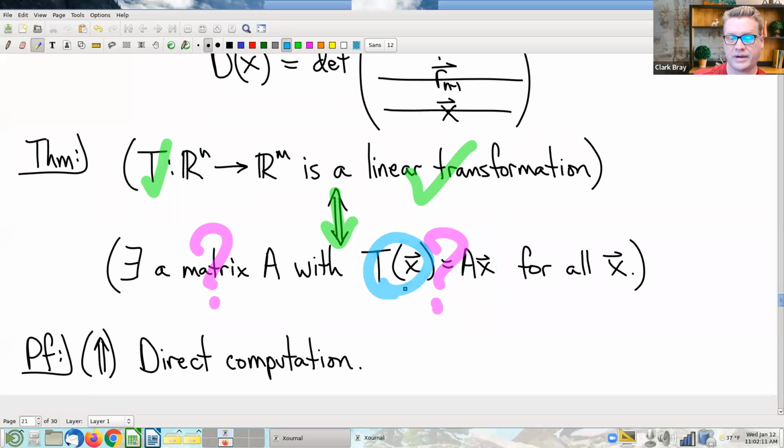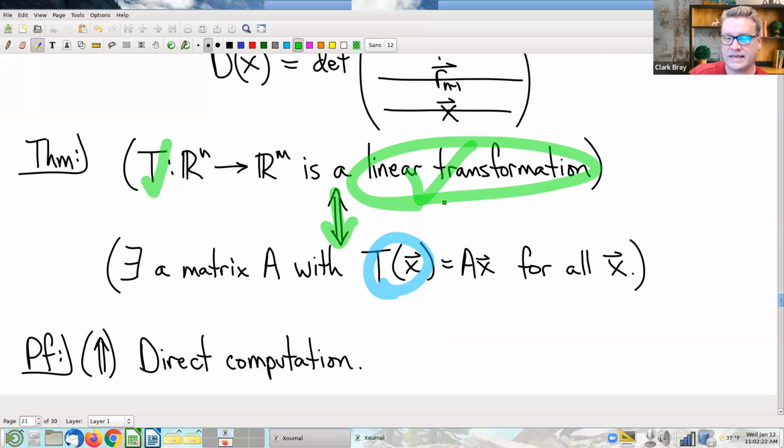So I'm going to start by taking T of X, and let's see what I can figure out about T of X. Specifically, what do I know? How am I going to get started? Well, all I know about T is that it's linear. So let's try to use linearity on this left side of the equation and see where that leads us.